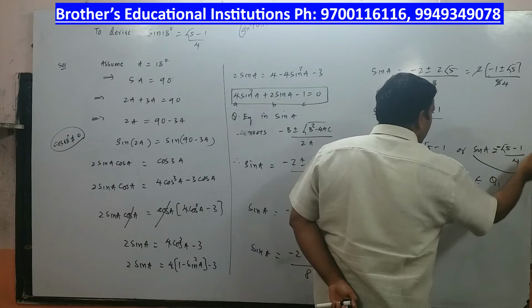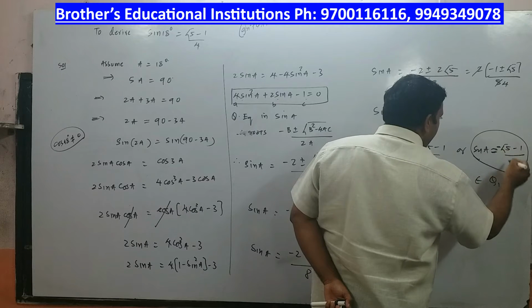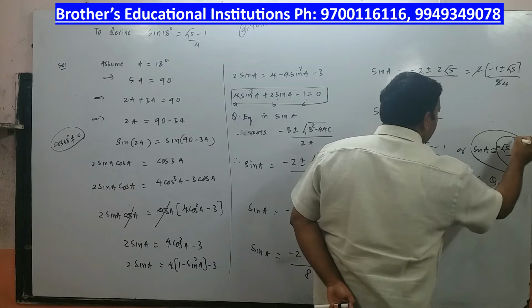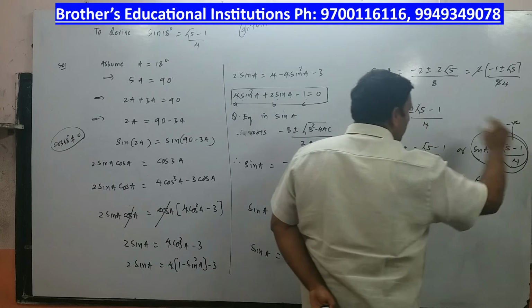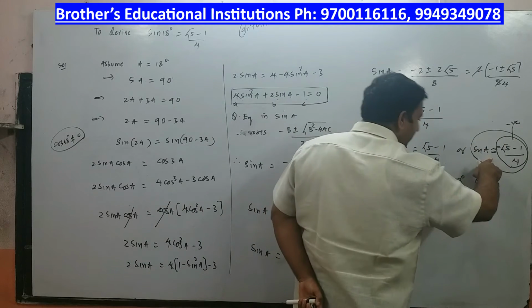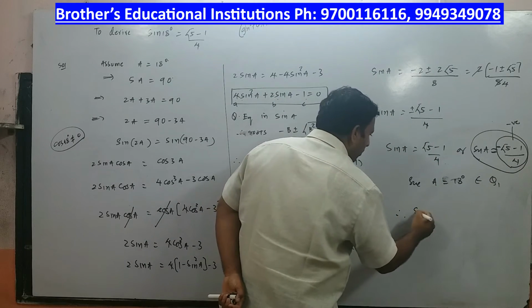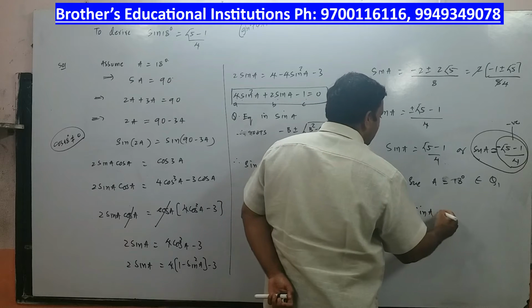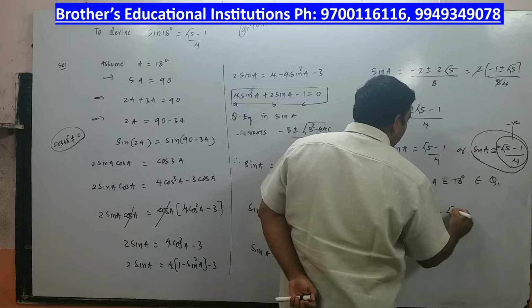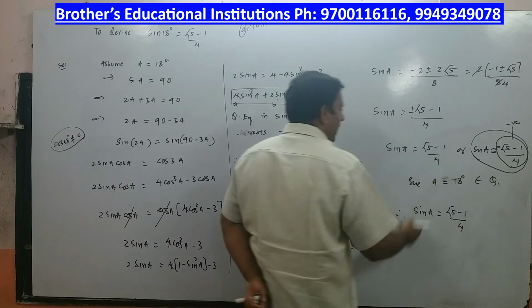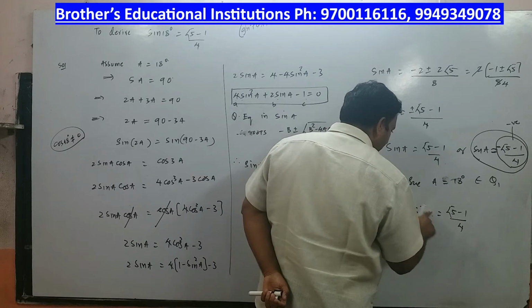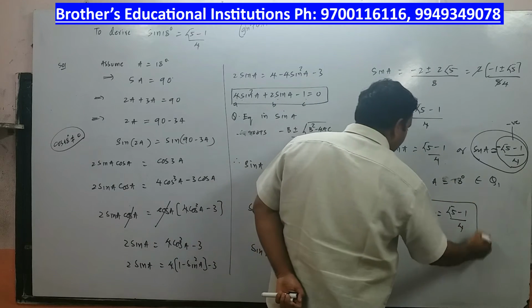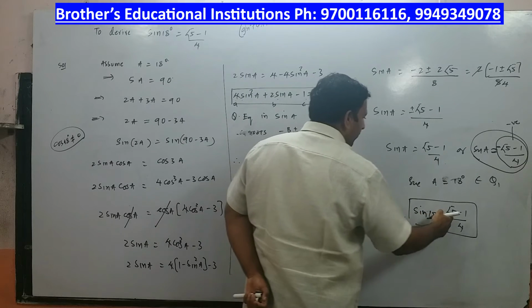In the first quadrant sin is positive, right? But you can see very clearly this entire value is negative. So this will disqualify as an answer. Therefore only one will qualify. Therefore you will say sin A is equal to (root 5 minus 1) by 4, and instead of A you will write 18 degrees. Hence sin 18 degrees is equal to (root 5 minus 1) by 4.